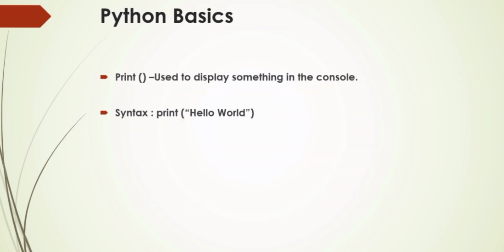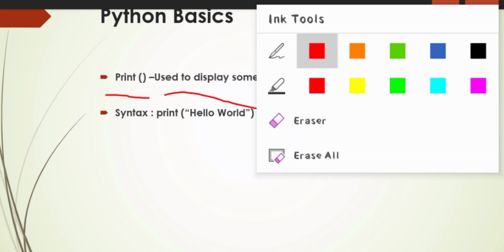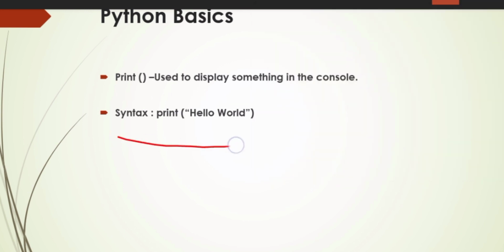Python basics. If you print, it is necessary to use open and close parentheses. It is used to display something in the console. So the syntax is print hello world. In hello world, we notice that hello world is a string.